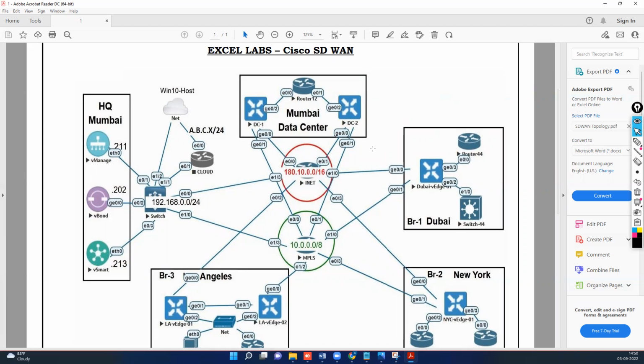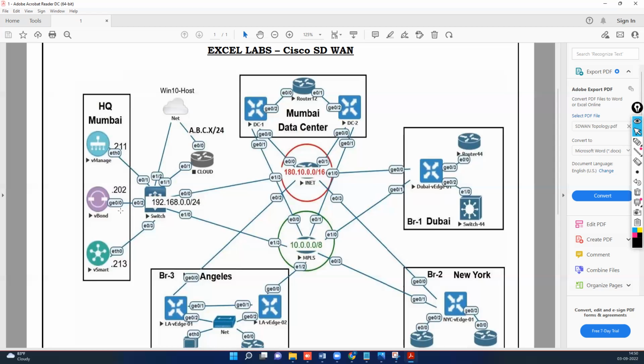And MPLS, being a private cloud, I kept the IP addressing from the private range 10.0.0.0/8. So for all the MPLS links, the IP addressing will be from the 10 network. All the internet links from all the locations will be from the 180.10 network.